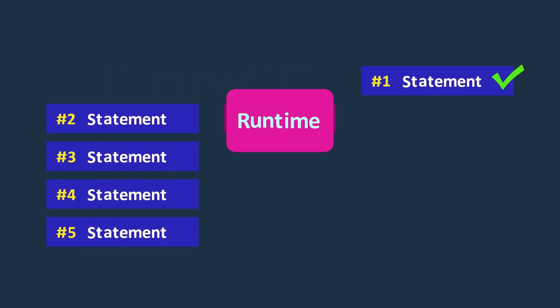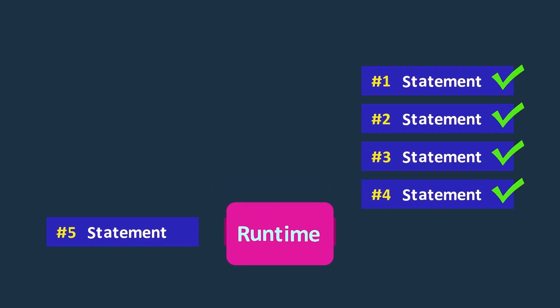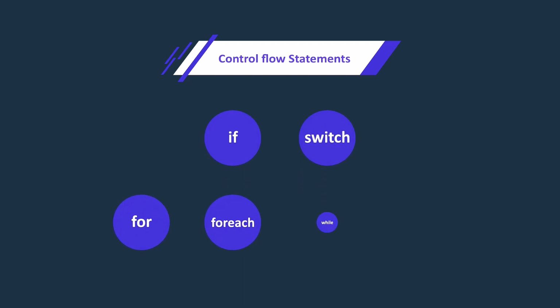As mentioned, in C#, statements are executed in a top to bottom order by default. However, we can modify this default flow by control flow statements. For example, to execute a specific set of statements based on a condition, we use control flow statements like if or switch. On the other hand, if we need to repeat a set of statements multiple times, we can utilize control flow statements such as foreach, while, and do while.